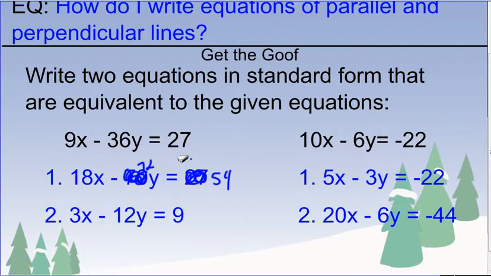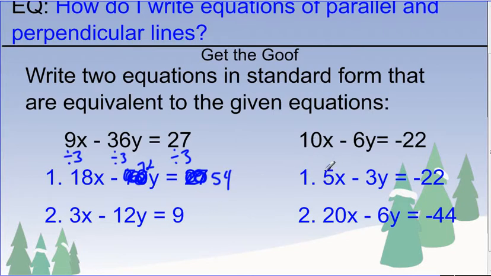Let's see. Second one. This looks like a divide by 3, because 9 divided by 3 is this. 36 divided by 3 is 12. And 27 divided by 3 is 9. So that one's actually correct, completely correct.